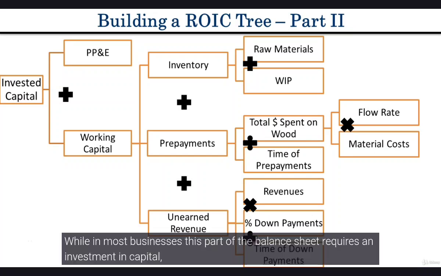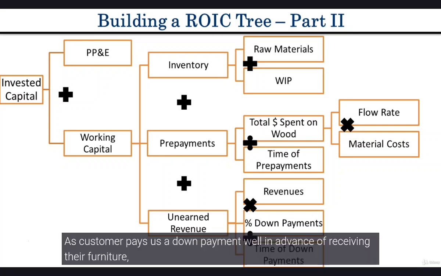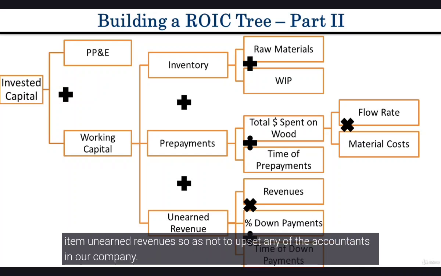While in most businesses this part of the balance sheet requires an investment in capital, the situation in our case is much more favorable, as customers pay us a down payment well in advance of receiving their furniture. This line item actually corresponds to an inexpensive form of cash. For this reason, we should label this item unearned revenues so as not to upset any of the accountants in our company. The figure summarizes the components in invested capital in tree format.